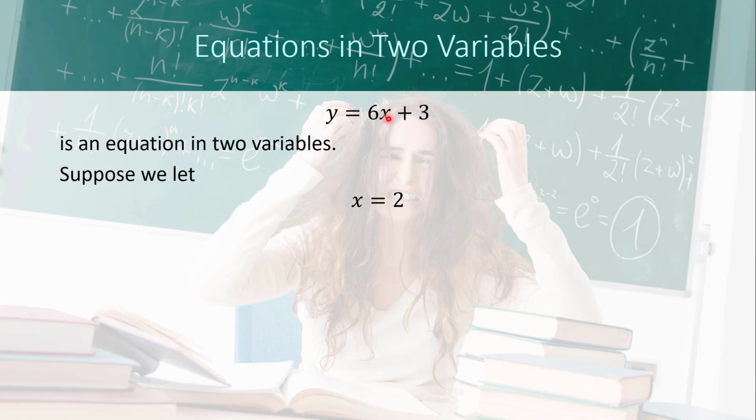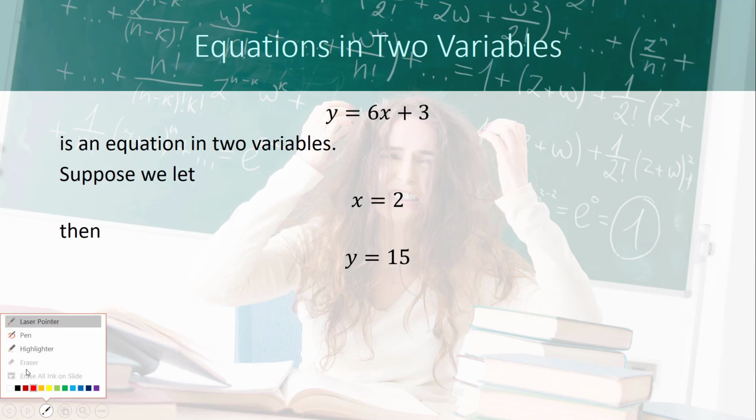Suppose we let x be equal to 2. Well then, y will be equal to 15. To see that, what we will do is substitute 2 in for x. So we are going to replace x with 2, and then we'll have 6 times 2 plus 3. This would be equal to 12 plus 3, which would be equal to 15, which is why we have y equal to 15.